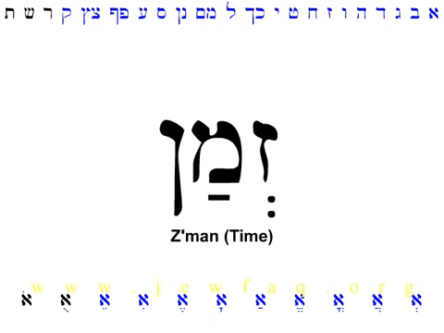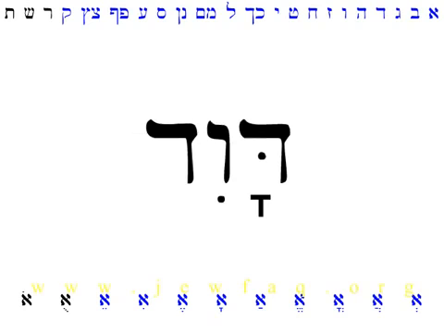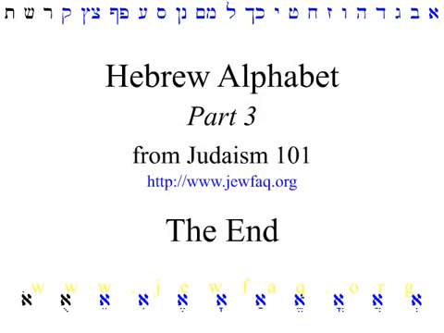Zaman, which means time. Bechol, which means with all. David, the name David. And that'll be all for this time. We'll finish up the alphabet next time and have a few other things.